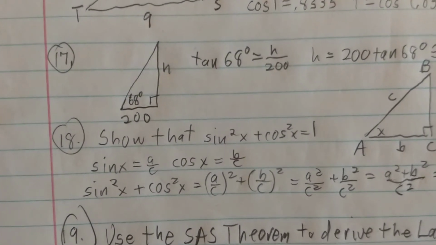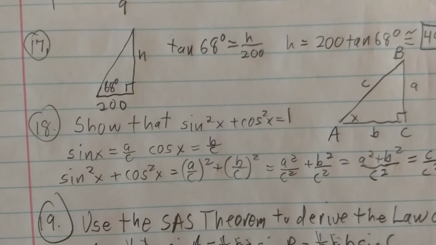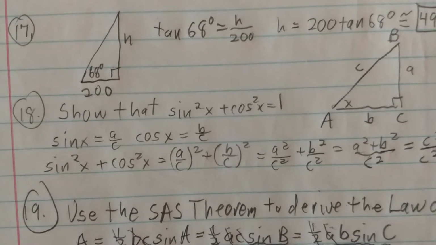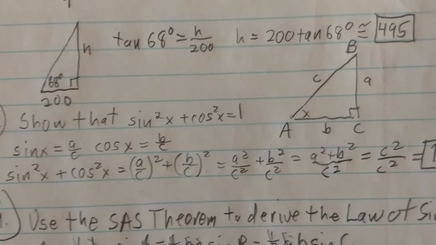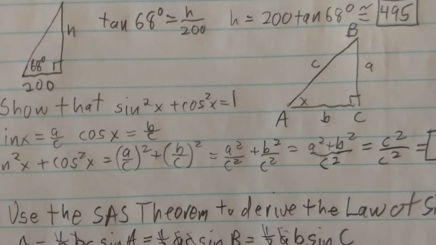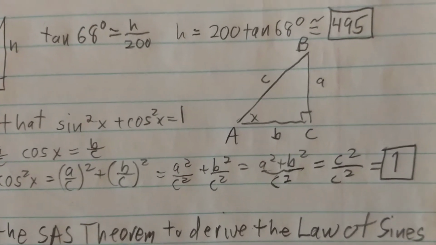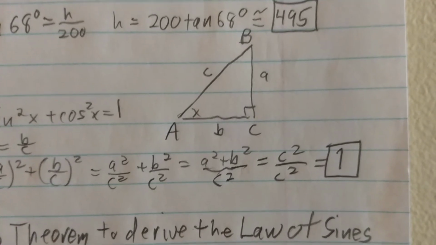Now on 17, we have another tangent equation, because the height of the right triangle is h, the base is 200, and the angle is 68, and that works for the tangent. So tangent of 68 is h over 200, and cross multiplying, h is 200 tangent 68, which to the nearest whole number is 495.